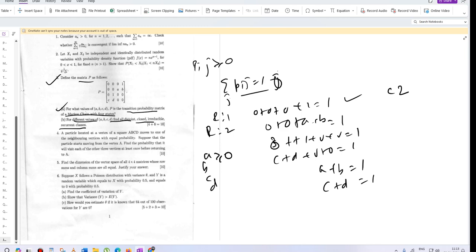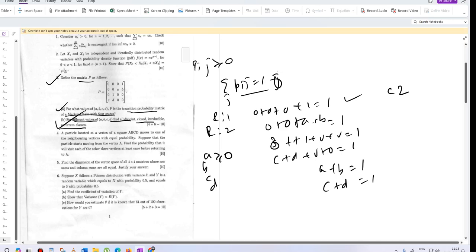Therefore P is the transition probability matrix of the given Markov chain with 4 states, and the values of ABCD must satisfy the following conditions: a plus b equal to 1 and c plus d equal to 1. First part done. Next, for the different values of ABCD, we have to form the disjoint sets.